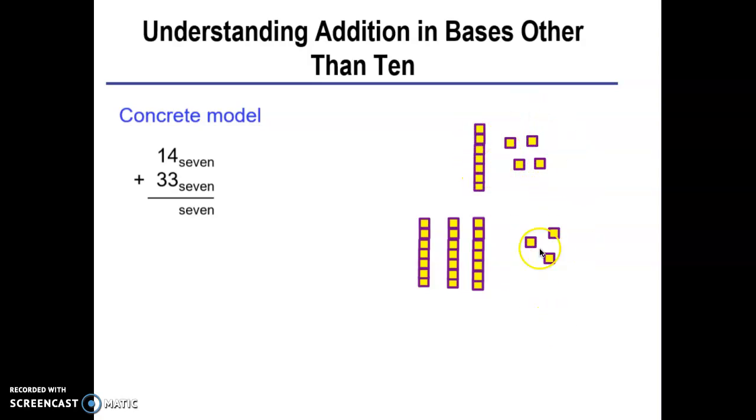Okay, so let's start off by combining our tinies, and I can see right away that I'm going to have enough to bundle up the next place value. So I'm going to go ahead and put these together, bundling up to the next place value.